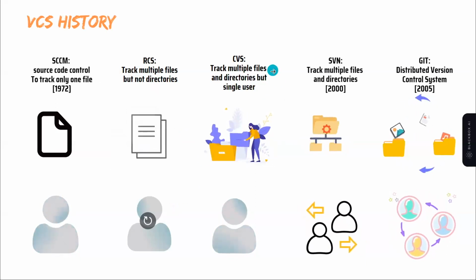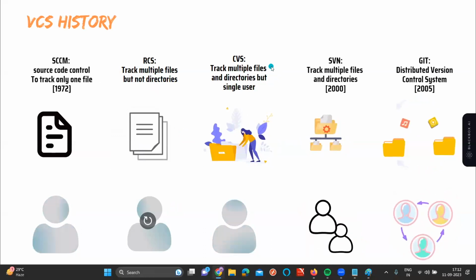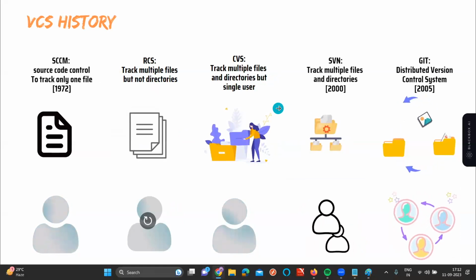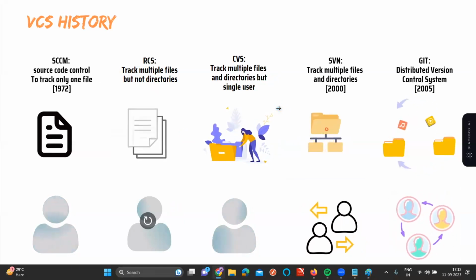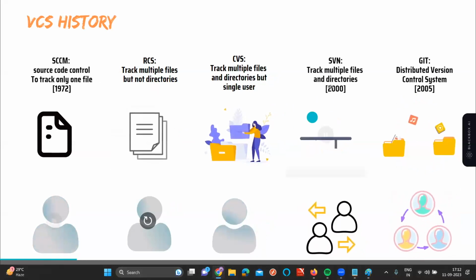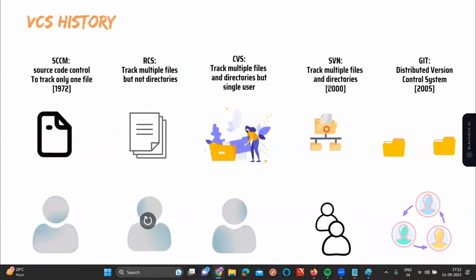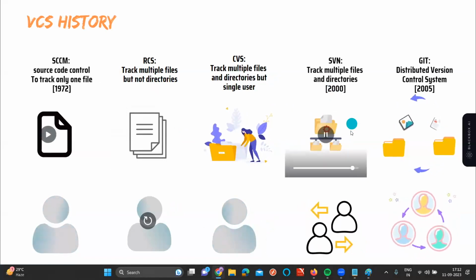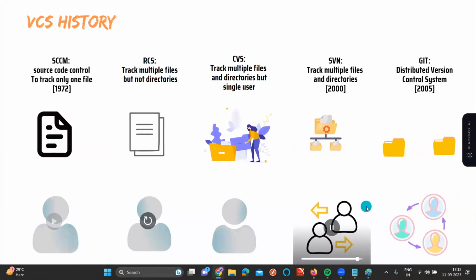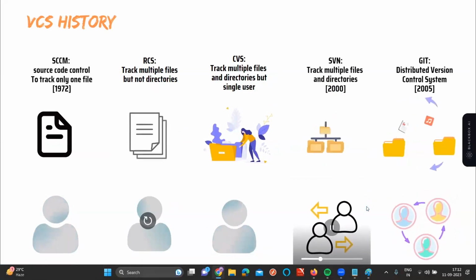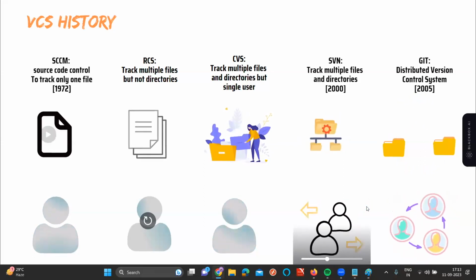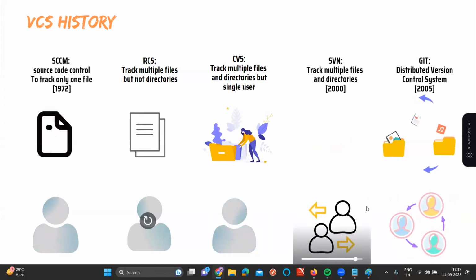Then later CVS comes into the market. CVS means concurrent version control system. How many files can I track? And how many folders can I track? Multiple. But again, the limitation is only a single developer. Then in the year 2000, which tool came? Subversion. How many files can I track? How many folders? And how many developers? Good thing or not? Then Git came into the market in the year 2005. Can you tell me the one difference between Git and Subversion?